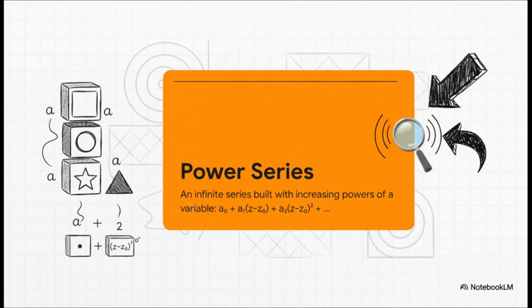Now, a Taylor series is a special type of series we call a power series. And you can think of a power series as our standard toolkit of building blocks. The pieces always have the same shape. You've got a constant, then a piece with z minus z0, then one with z minus z0 squared, and on and on. The only thing we have to figure out is the right coefficients, those a values, which basically tell us how big or small to make each block.